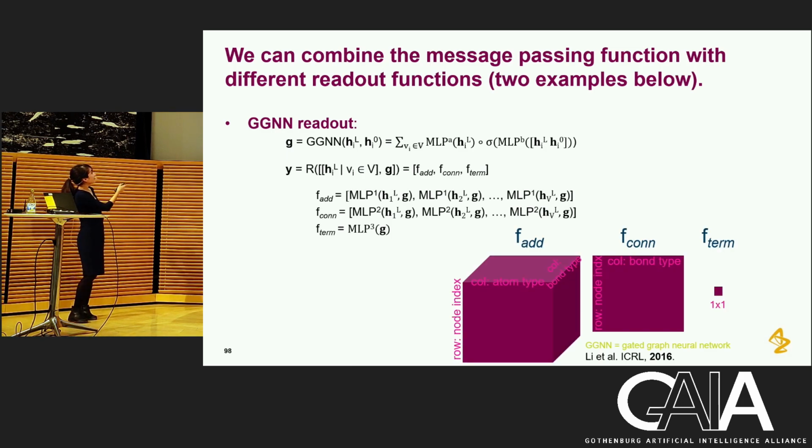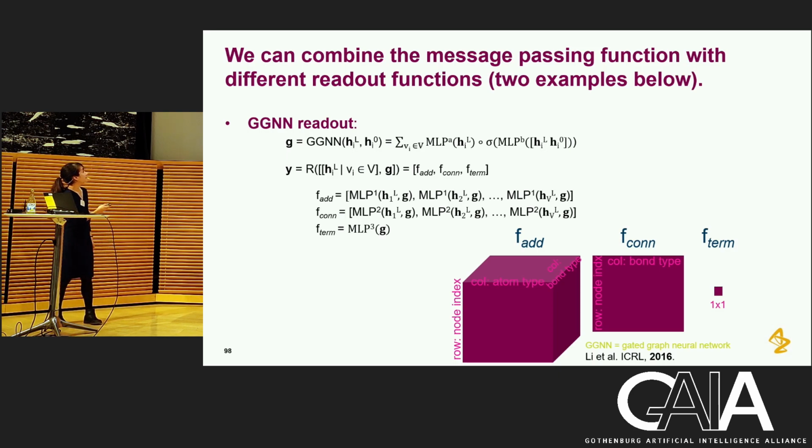Then to actually compute your property y, which is going to be the concatenation of the different f add, f conn, and f term that I showed again here, we would get this through different feed-forward networks. The function we use to compute f add is a feed-forward network that takes as input your final transform node feature states and your graph embedding. We do this for every single node, and then we stack them on top of each other to get F-add. We do a similar thing with F-conn, but it's a different feed-forward network. And then we do the same thing with F-term, but it only takes the graph embedding as input.